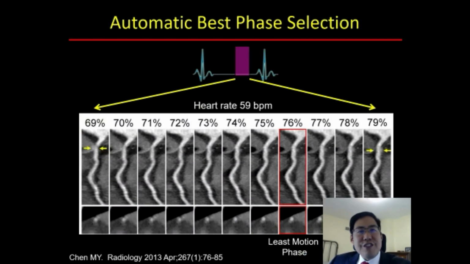Furthermore, the CT system can save you time by automatically determining which is the best phase to interpret. And this phase is the phase that has the least amount of cardiac motion. So I've observed that even in slow heart rates, as in this example, a heart rate of 59, you can still have motion artifact depending on what phase of the cardiac cycle you're looking at. However, the system will automatically choose this best phase for you to interpret, and this saves me time as the reading physician.